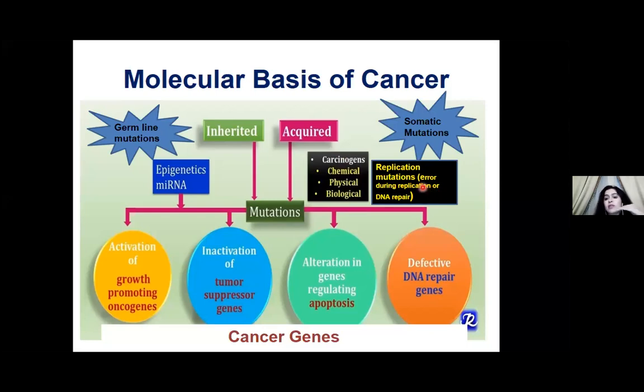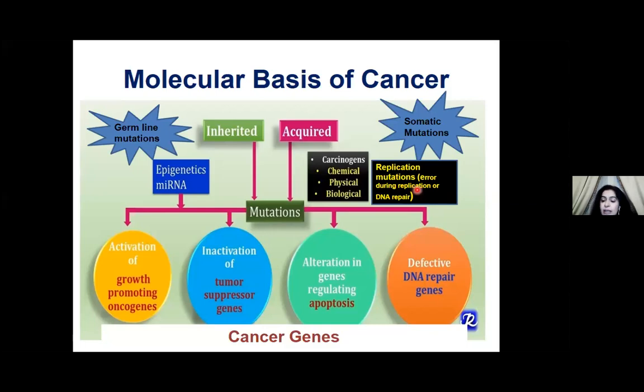But in spite of all these proofreading activities, in spite of all these precautions and all this fidelity of replication, there can be some replication errors that can lead to cancer. These errors do not exceed 10 to the power -7 per cell per generation. So it's very rare to have replication errors, but they occur. So we cannot ignore that sometimes spontaneous replication errors can be the cause of cancer.